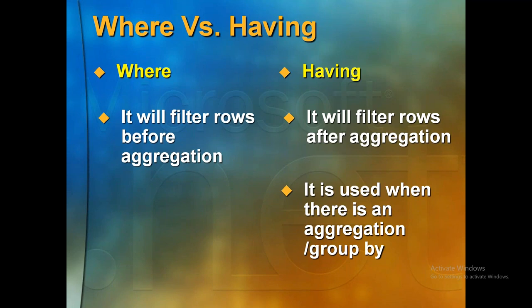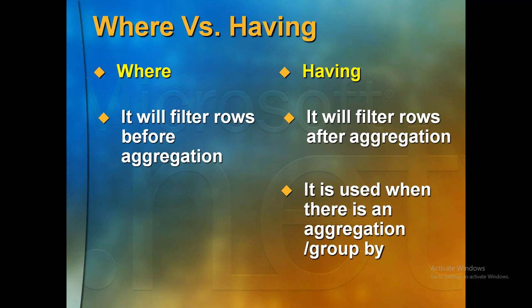So what is the difference between where clause and having clause? Where clause will filter rows before aggregation. Having clause will filter rows after aggregation. It is used when there is an aggregation and group by. If there is no aggregate function and group by clause, having clause must not be used. Clear? What are the similarities between where and having? Both of them are used to eliminate rows. That is a similarity. But the difference is before aggregation, before group by, where is going to be executed, and after group by and aggregation, having clause is going to be executed.